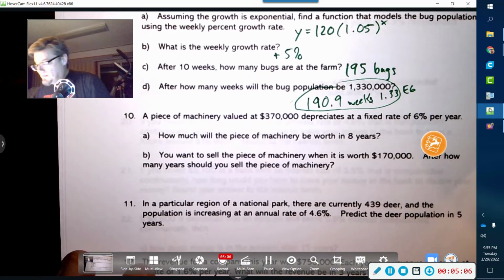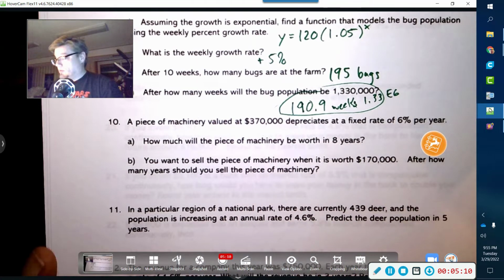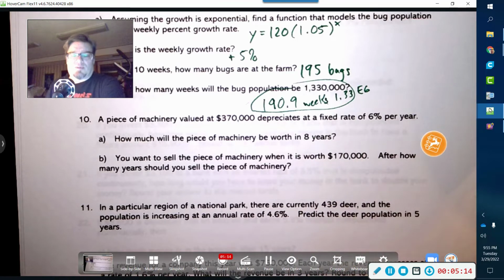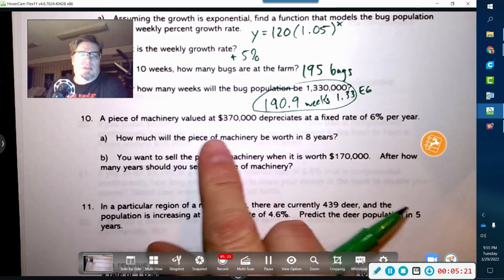We got a piece of machinery, number 10, 370. It's depreciating, as all machinery should, over time. It's going to depreciate at a fixed rate of 6% per year. All right. I think cars are at 15% normally. How much will the piece of machinery be worth in 8 years?